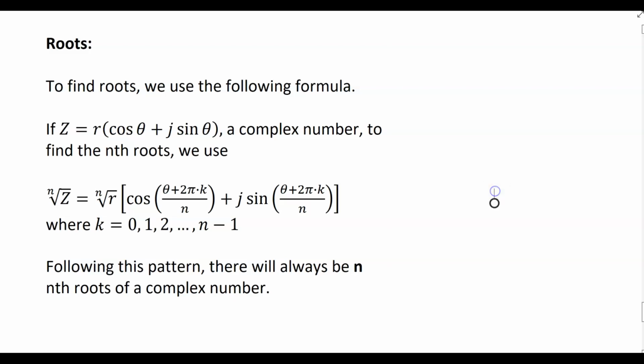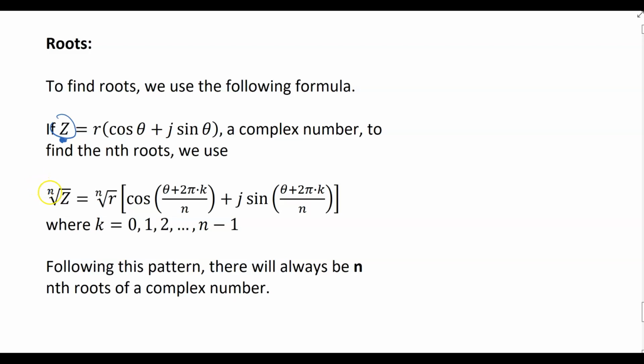In this video, we take a look at finding roots of complex numbers. If a complex number has the name z, and it's in the form r[cosine theta plus j sine theta], this trigonometric form, then we can find the nth roots if we use this formula below.